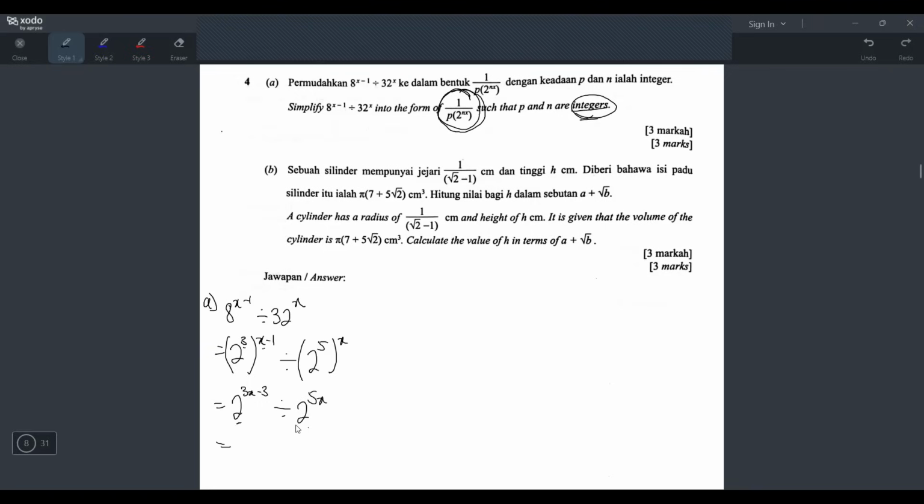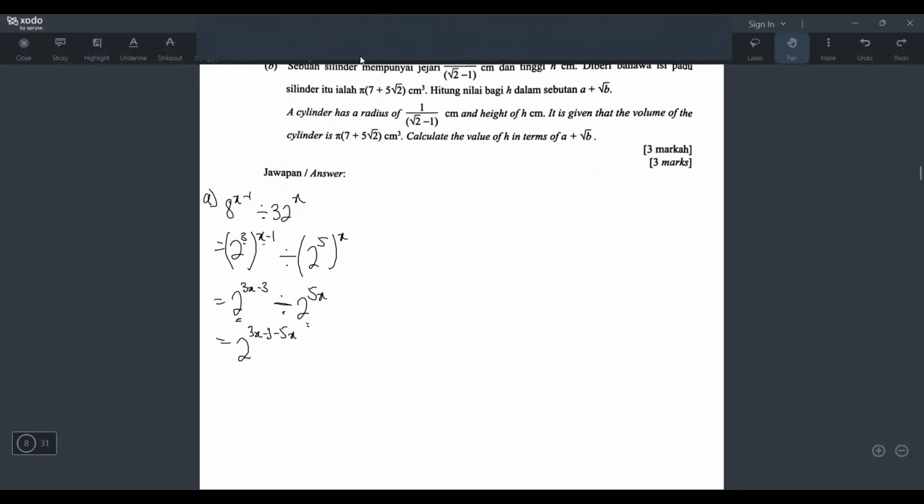Okay, now we have two numbers with same base, and then tengah-tengah is bahagi. So when we have same base, bahagi dengan same base, we take the power we have to minus. Okay, bila ada dua nombor yang same base bahagi, kita power kena minus, kena tolak. So it becomes 2 power 3x minus 3 minus 5x. So now you get your final answer. It becomes 2 power 3x minus 5x, that's going to be negative 2x minus 3.